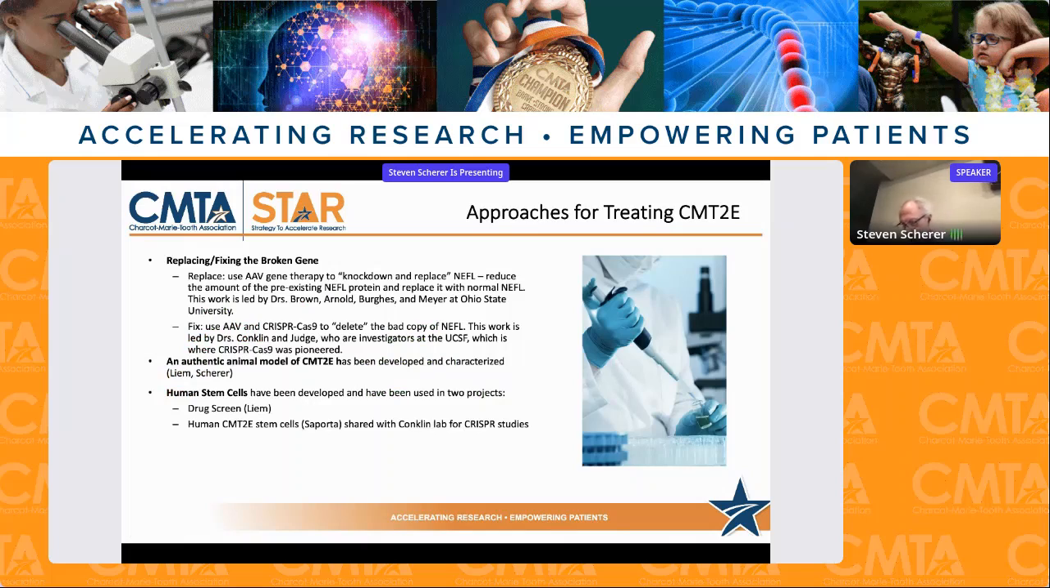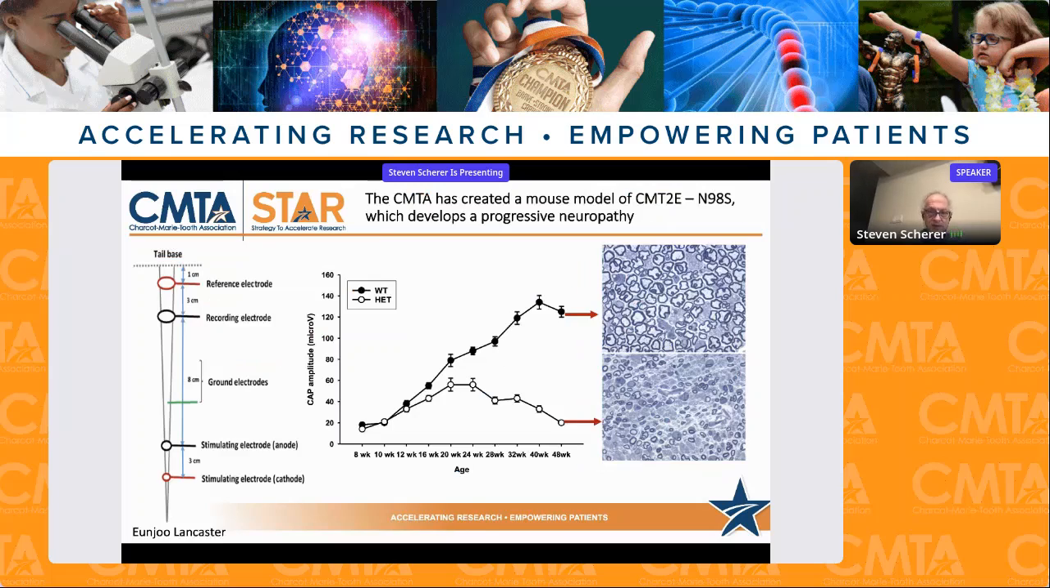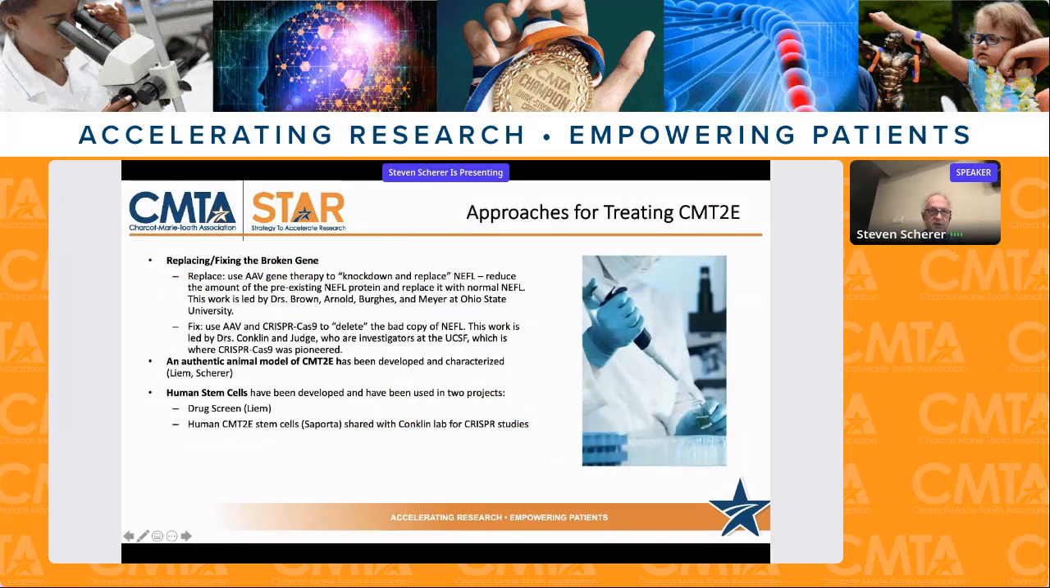And I'll go a little faster over this because we talked about it for CMT2A. We have the same ideas about we can try to knock out the bad gene and replace it with the normal neurofilament light gene. And that's work that's being proposed by Dr. Brown and his colleagues at Ohio State University.